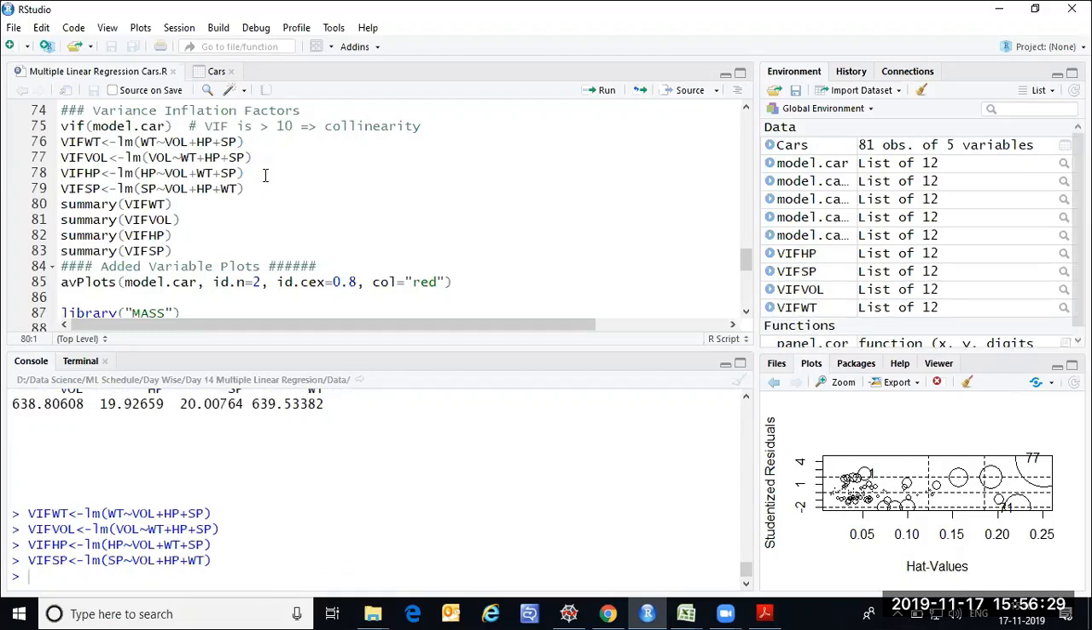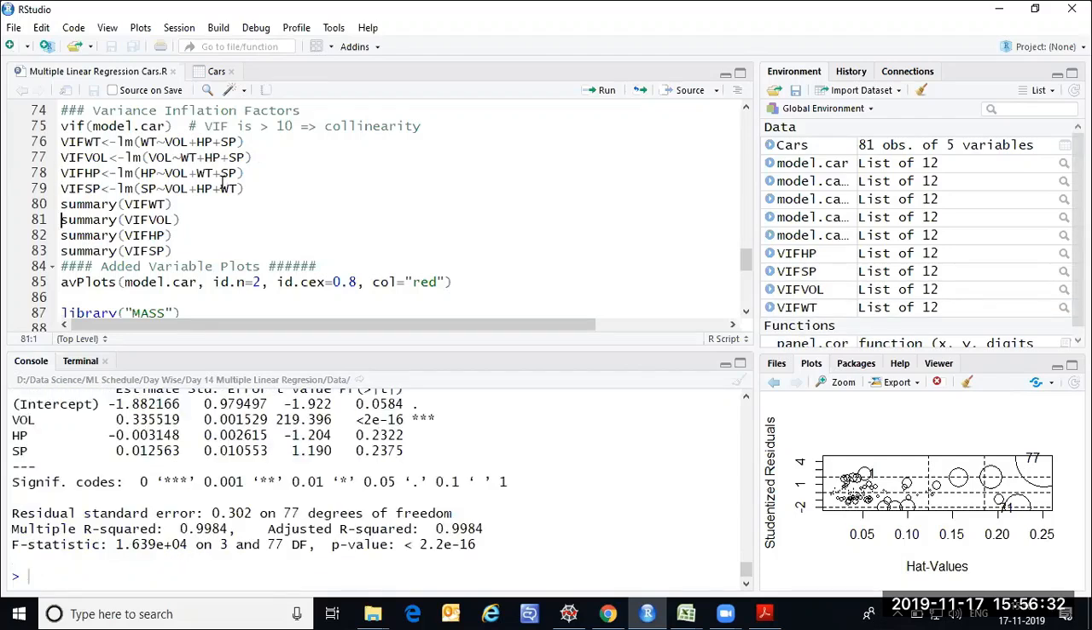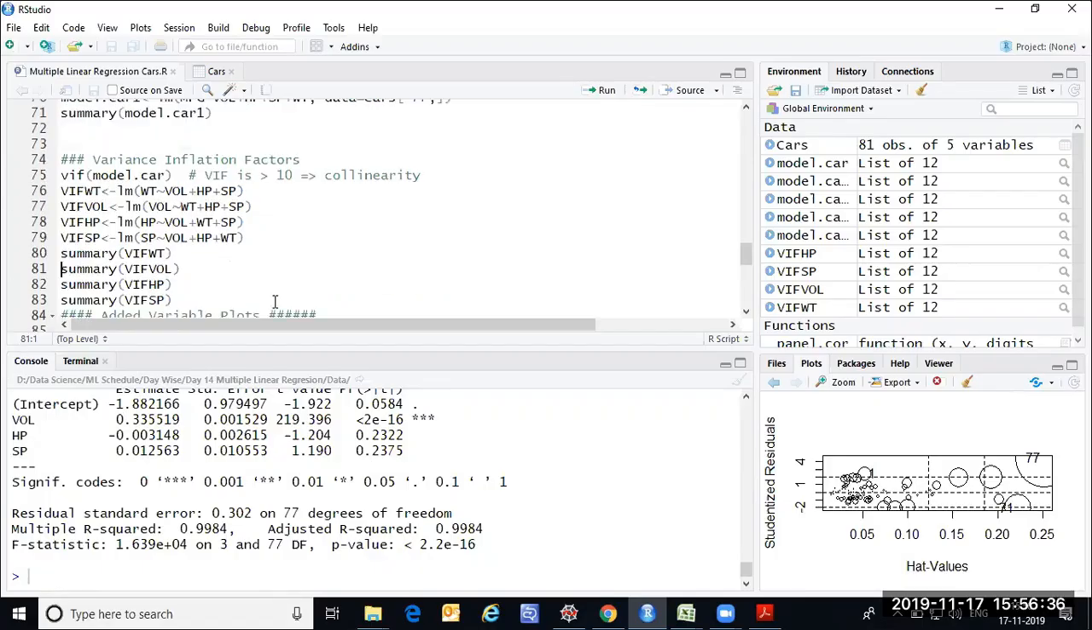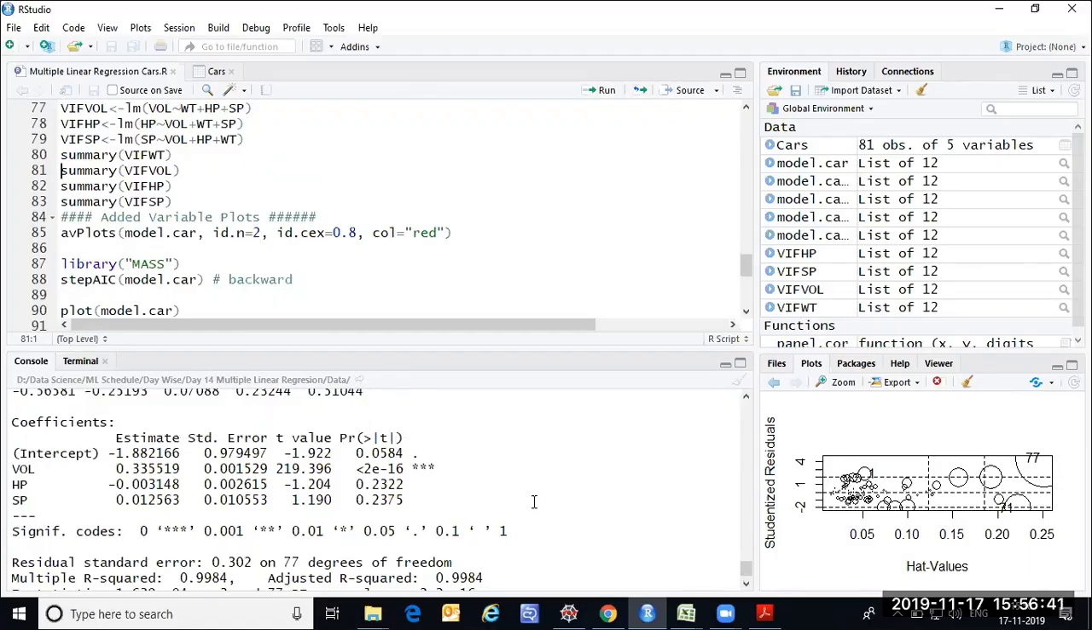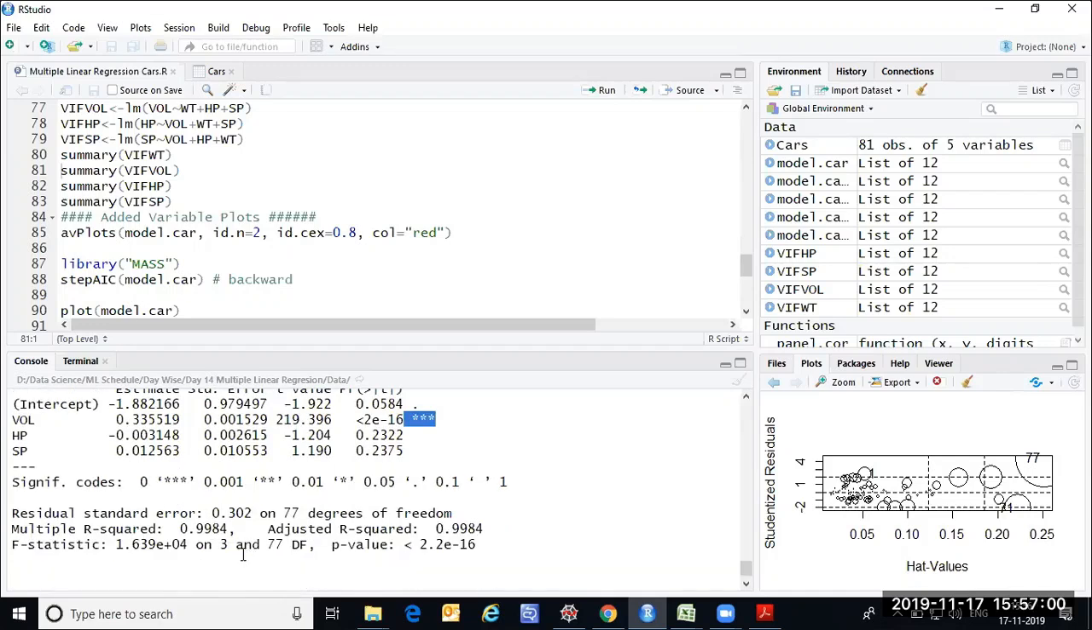Look at the summary of it. First, weight. I'm predicting weight by using all other variables. Are all the variables significant? No, right? Only volume is significant. Horsepower and speed are not significant. But if you look at the model's performance, that is 99.